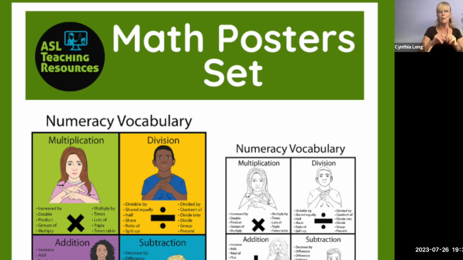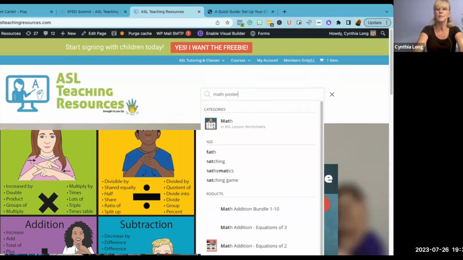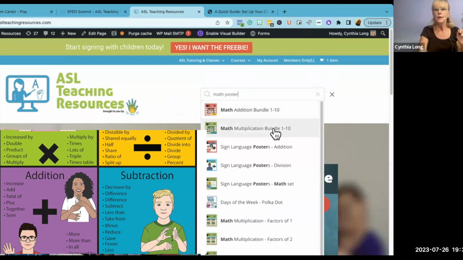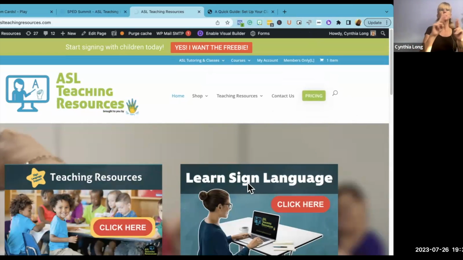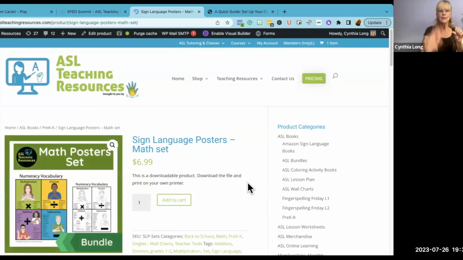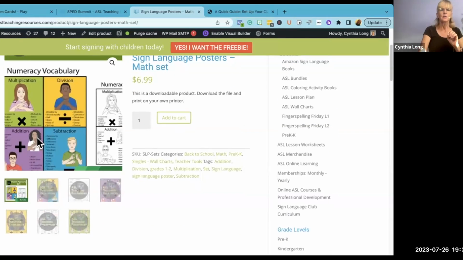We also, by teacher request, made posters for your room. So again, math posters. When you type ASL Teaching Resources math posters, you're going to see the whole set right here. It has the sign, but it also has the common vocabulary associated with multiplication, division, addition, and subtraction. So that's the full set.